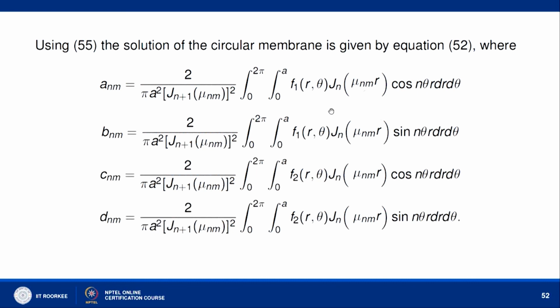So it means that with these coefficients our solution is given by u(r, theta, t) equal to the sum over m, n equal to 1 to infinity of J_n(mu_nm r) [a_nm cos n theta plus b_nm sin n theta] cos(mu c t) plus [c_nm cos n theta plus d_nm sin n theta] sin(mu c t), and this will represent the solution of the wave equation in a circular membrane, that is, vibration in a circular membrane.